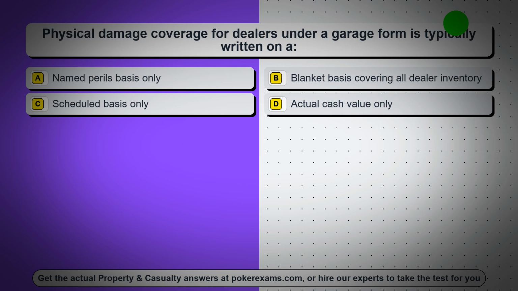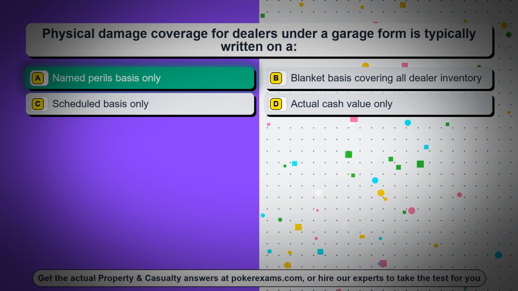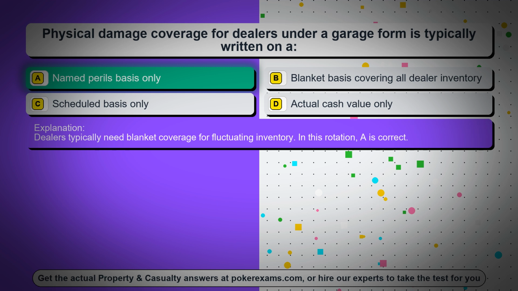Question 53. Physical damage coverage for dealers under a garage form is typically written on: Option A, named perils basis only. Option B, blanket basis covering all dealer inventory. Option C, scheduled basis only. Option D, actual cash value only. The correct answer is option A, named perils basis only. Dealers typically need blanket coverage for fluctuating inventory. In this rotation, A is correct.